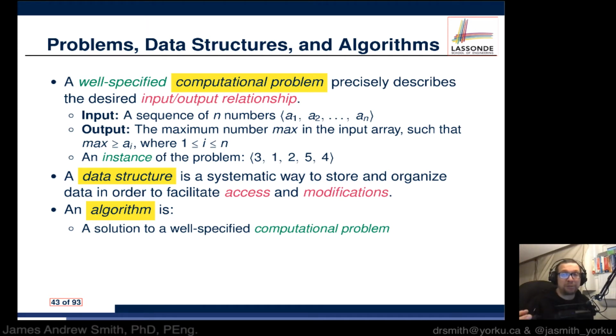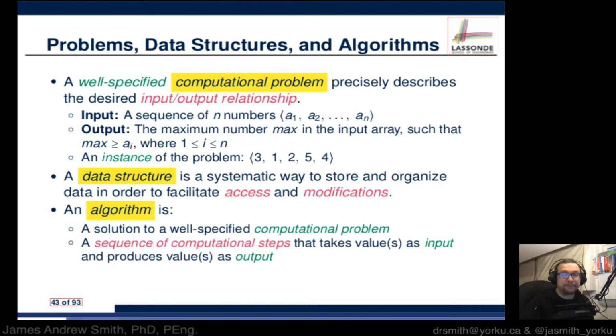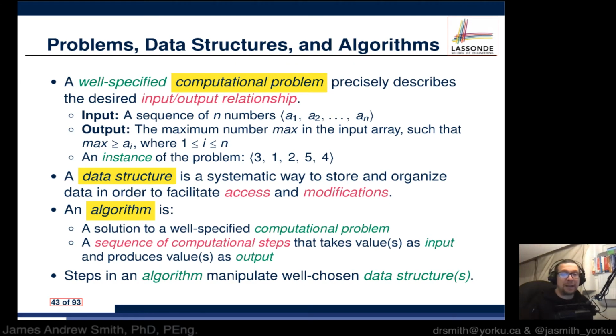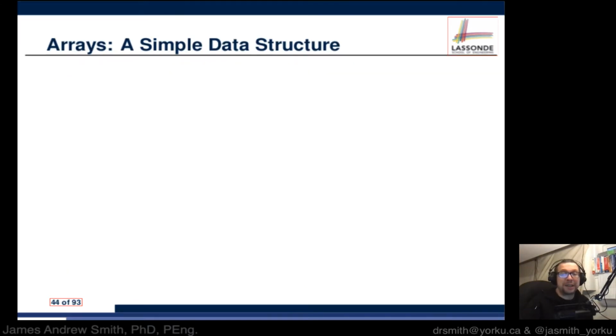An algorithm, the definition for an algorithm, is a solution to a well-specified computational problem. So you have to describe or define the problem that you're dealing with, and the solution to that problem is going to be written in the algorithm that you create to solve it. It is a sequence of computational steps, calculations taken by the computer, that takes values as input and produces values as output. What those inputs and outputs are is very much dependent on the context you find yourself in. The steps in an algorithm manipulate well-chosen data structures.